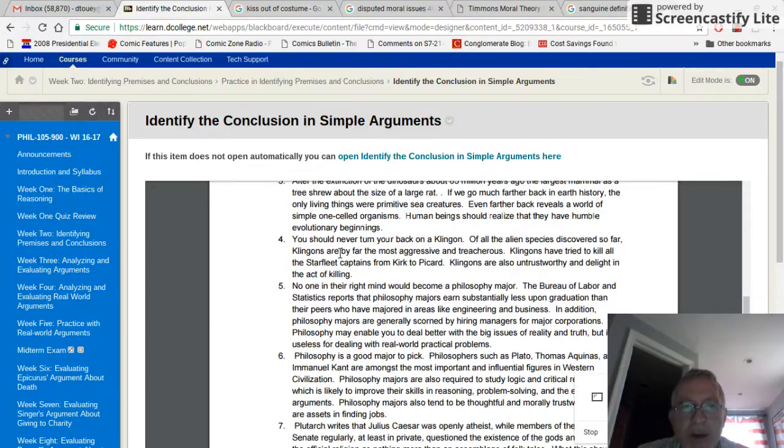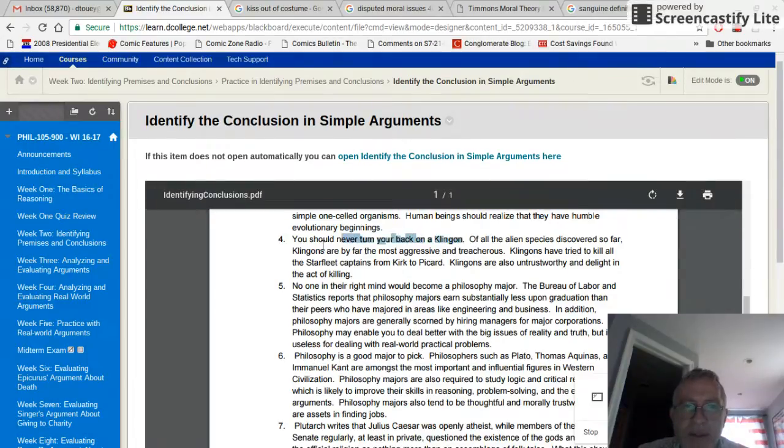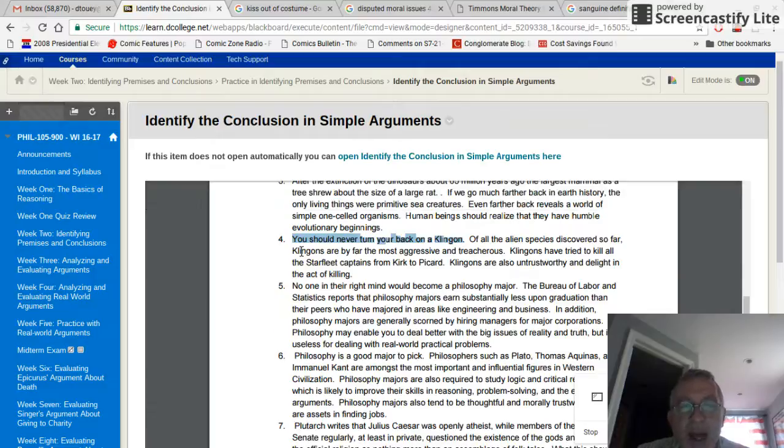Number 4, you should never turn your back on a Klingon. I mean, that maybe is more obvious, right? Well, first of all, what's a Klingon? But don't worry about that; it doesn't matter. But you should never turn your back on one. I mean, that kind of claim just raises questions. Well, why? Why shouldn't I?